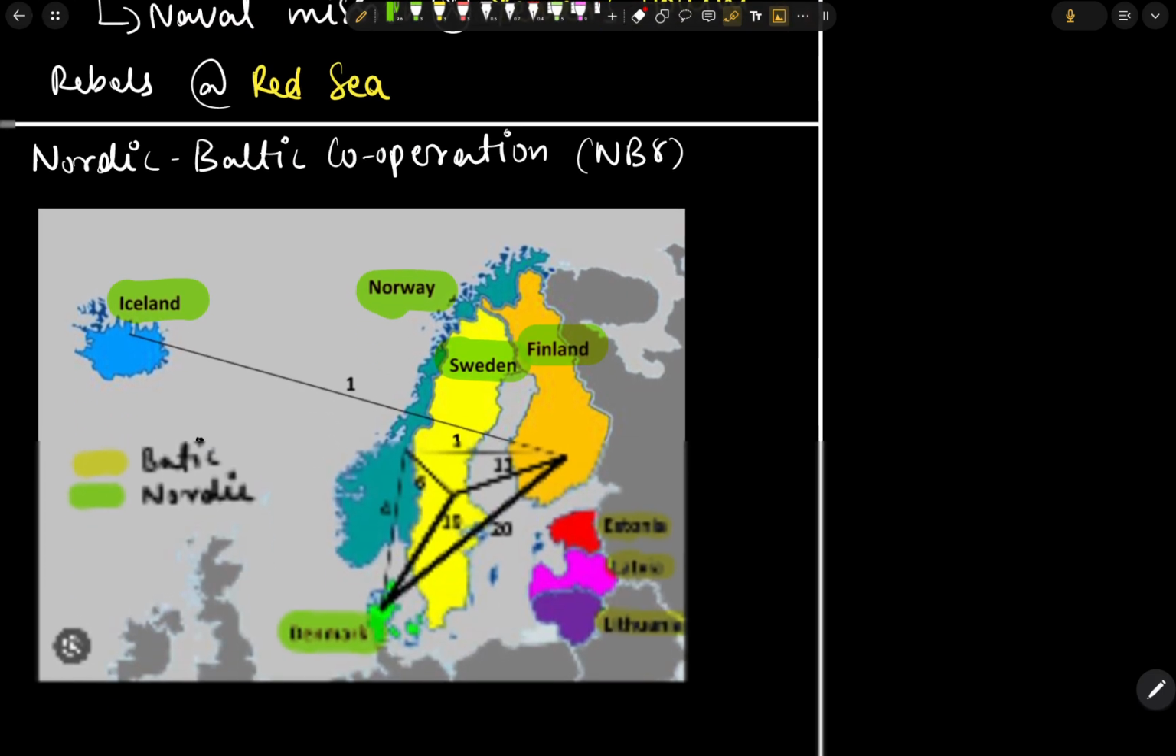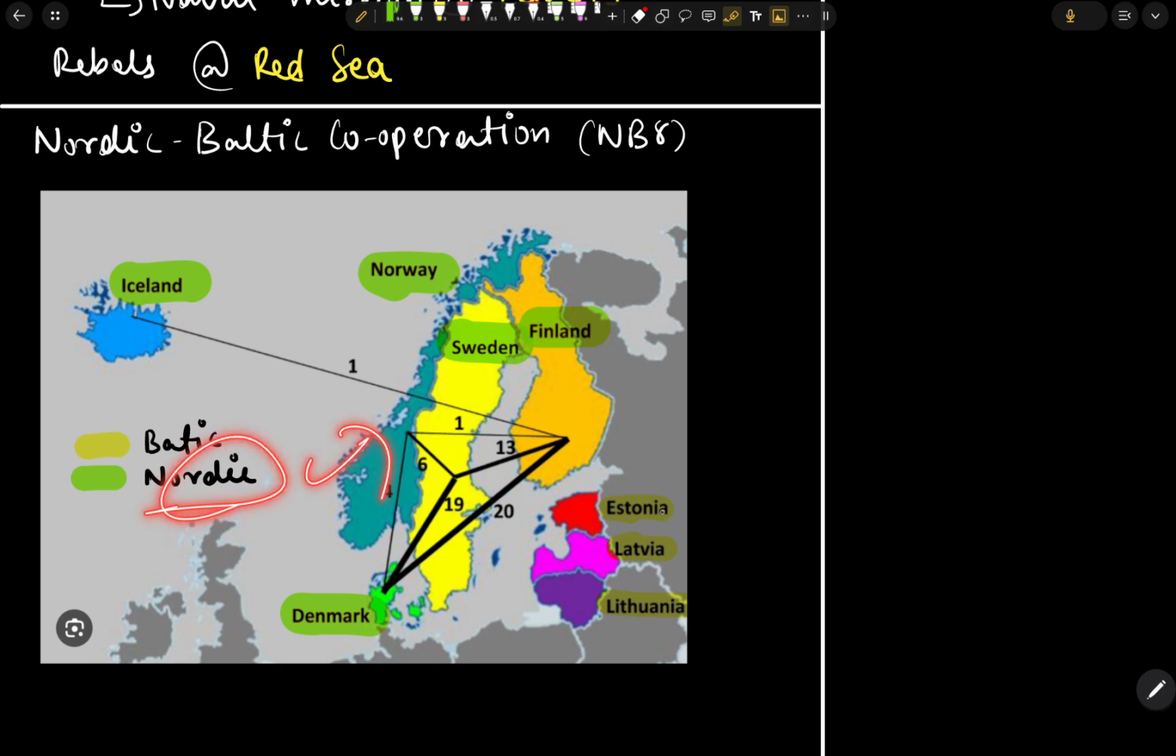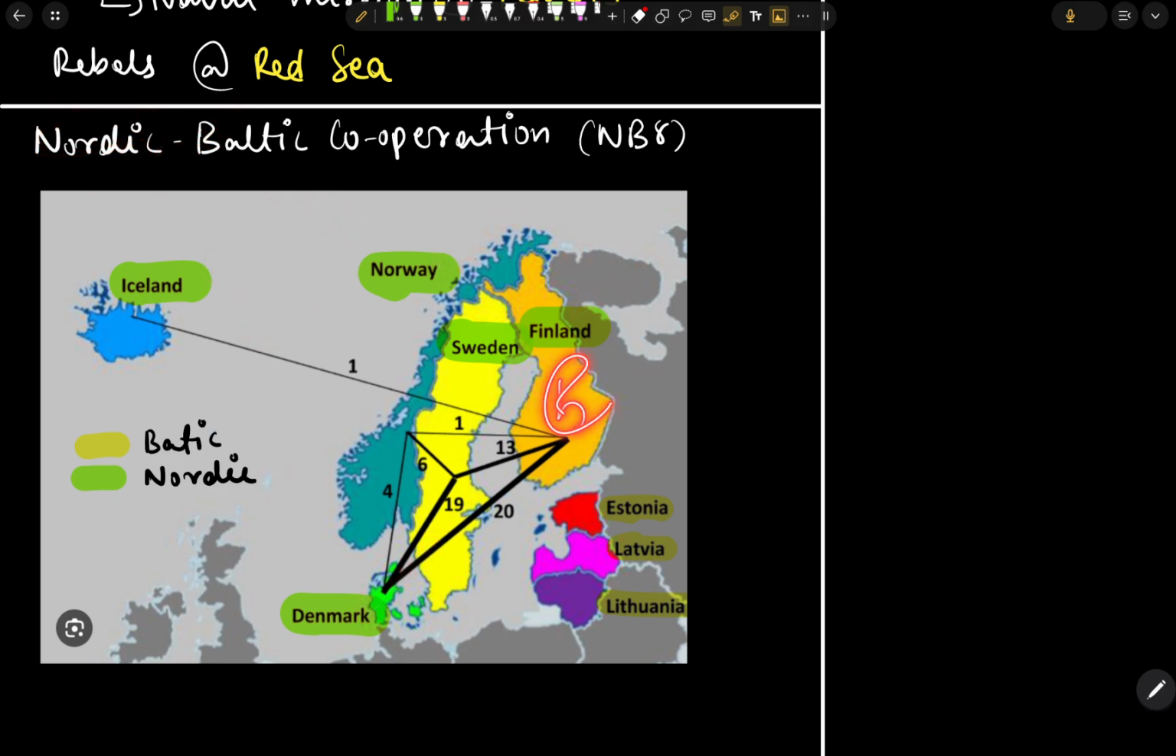Next we have the Nordic Baltic Cooperation, which we also call NB8. Basically this is a cooperation between the Nordic and Baltic countries. In the Baltic we have three countries: Estonia, Latvia, Lithuania. And in the Nordic countries we have five nations: Ireland, Norway, Sweden, Finland, Denmark. So these are the five countries.